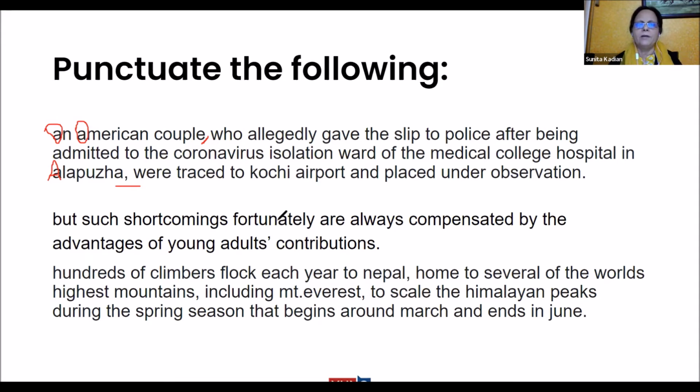An American couple. Couple can be a plural and singular subject both. An American couple were traced to Kochi airport and placed under observation, sentence. In between, we've got all this clutter to describe the couple. There's a clause in between to describe the couple. Which couple? This American couple. Have you understood, all of you? Yes.